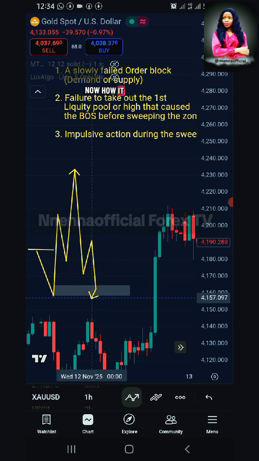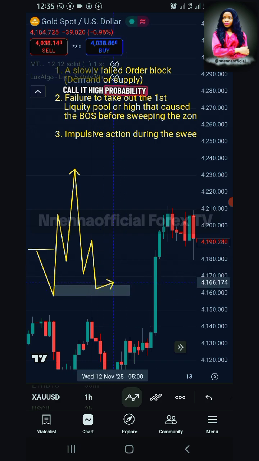Now, how it sweeps is another confluence to check before you can call it high probability. Don't forget, emphasis on the words high probability, which means a trade that is likely to play out for you. We can have multiple types of flips, but not all of them will give you profits. Some of them will give you SL. So how do we avoid the ones that will give SL, and how do we know the ones that will give us profits? That's what we are looking at. That's why I call it high probability.